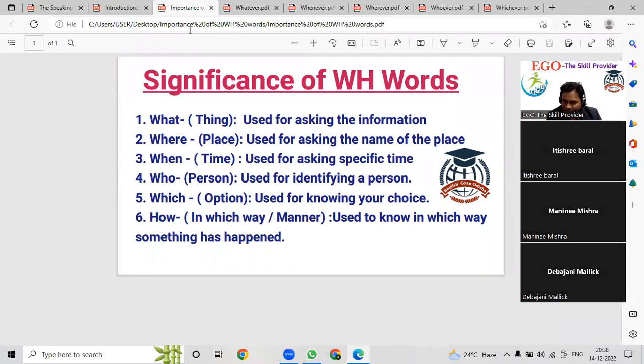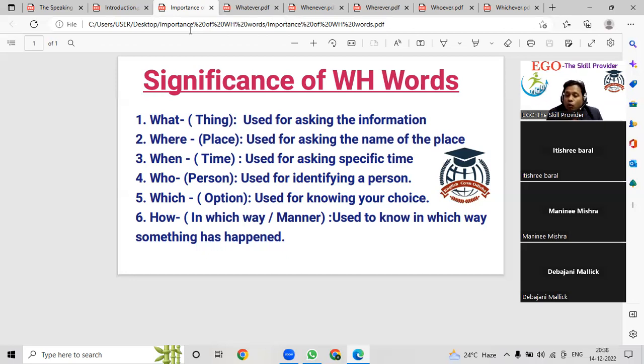If you don't know this, then it is quite difficult for you to understand. However, if you don't know the meaning of what, then it is difficult for you to understand whatever. So that's why it is a prerequisite. You are supposed to know the meaning of what, where, when, who, which, how. In which situation you will use this, then only we go to the next one.